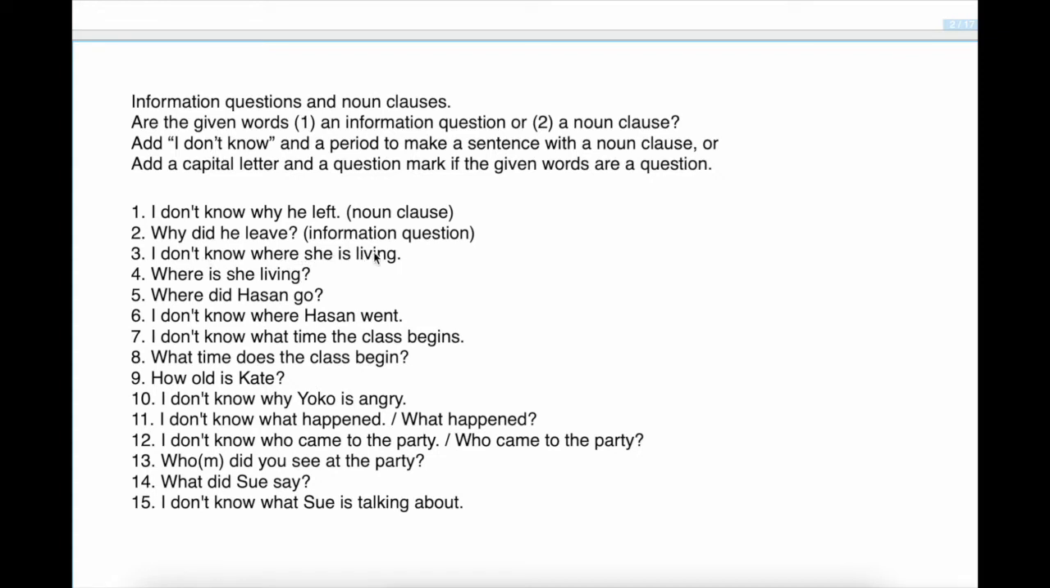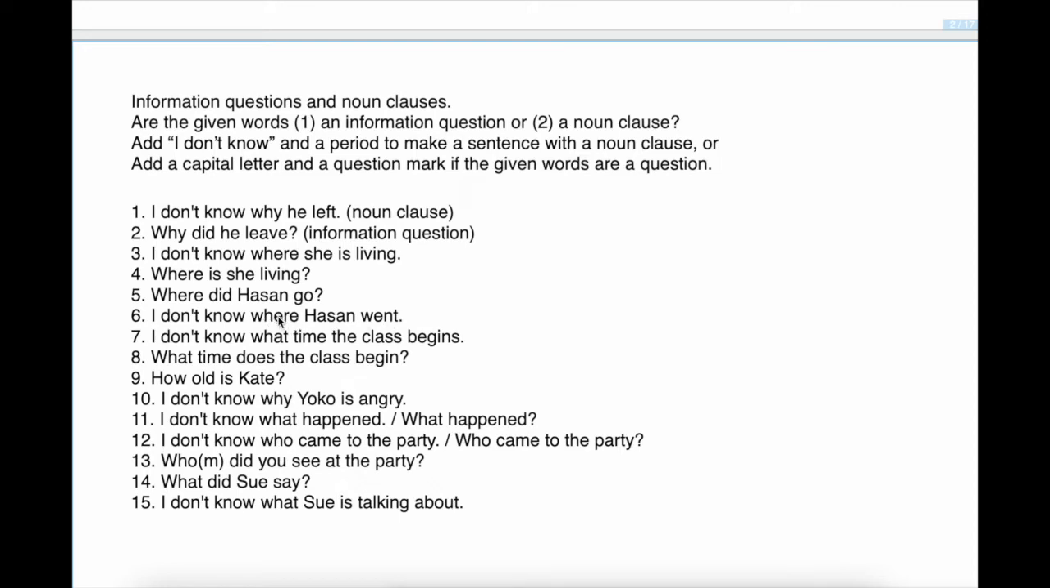Yani nerede yaşadığı devam etmesi gerekiyor. Nerede yaşıyor? Bu zaten bir cümle. Burada nerede yaşadığını bilmiyorum. Bu yarım cümle oluyor. Cümlenin tamamlanması için başka bir cümleye ihtiyaç gerekiyor. Ama burada öyle değil. Where did Hasan go? Here again, same. Question, helping verb, subject. I don't know where Hasan went.